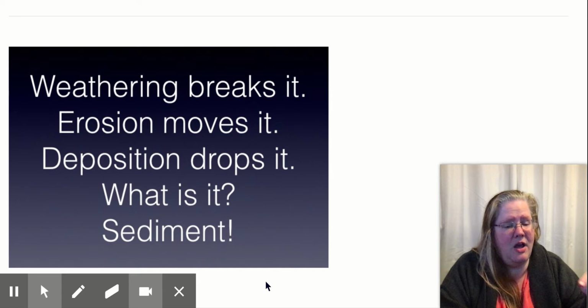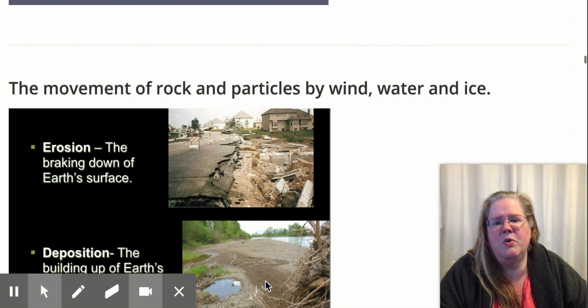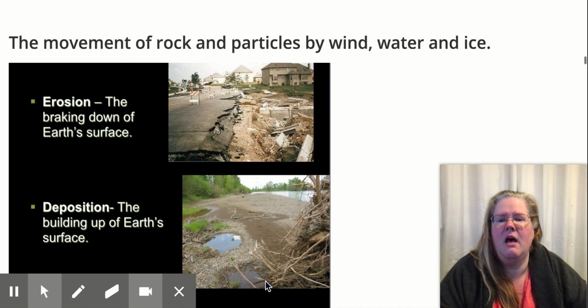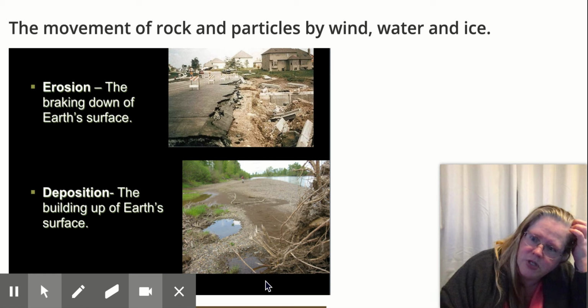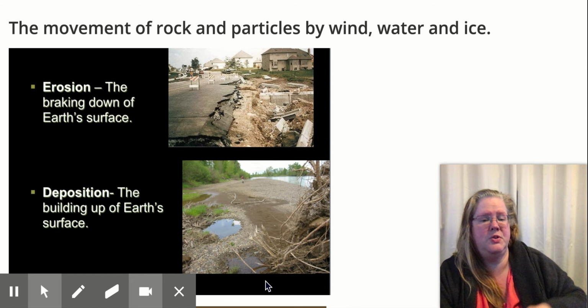Weathering breaks it down, erosion moves it, deposition drops it, and what are we talking about? Sediment. So it breaks down, it moves, and it deposits. And that's what we're really getting into. So the movement of rock and particles by wind and water and ice, all of those are forms of erosion. And remember, definition of erosion, the breaking down of Earth's surface. Deposition is to build up Earth's surface in a new location.